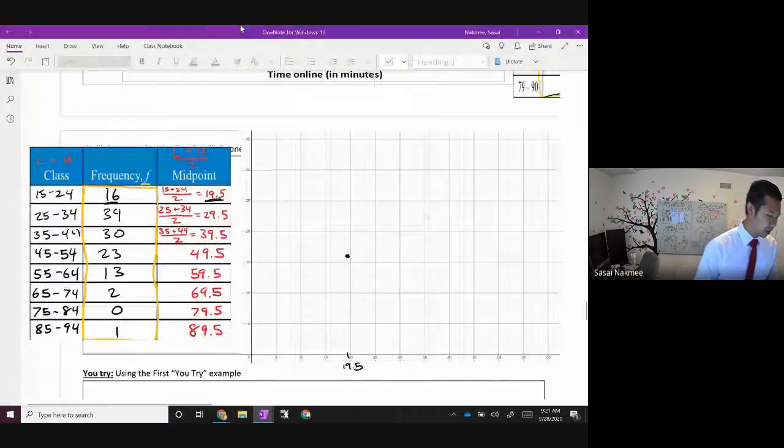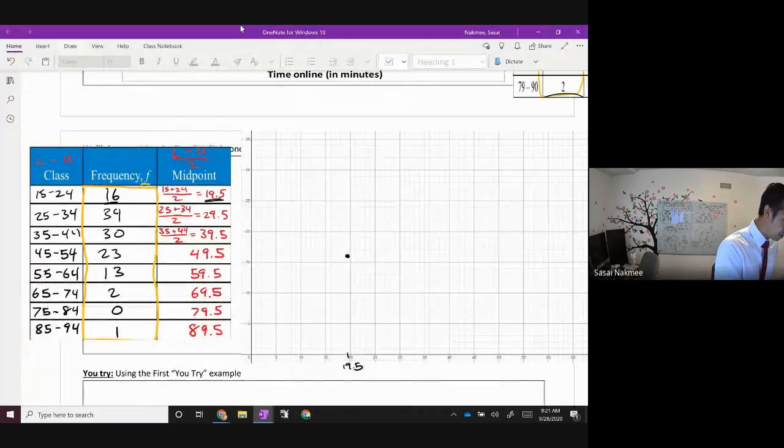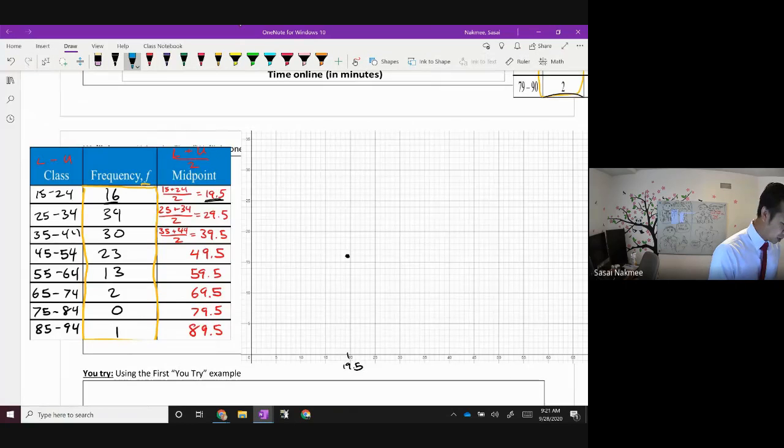There we go. So my next one, let's do that in blue, is going to be 29.5. That's about right here. And then I count out the frequency for that one. The frequency for that one is 34. So that's going to go all the way up to here. 35 is up there, 34 is right below it, so I'll make a dot there. See that? And you just keep doing the dots for all of these midpoints and all of these frequencies.